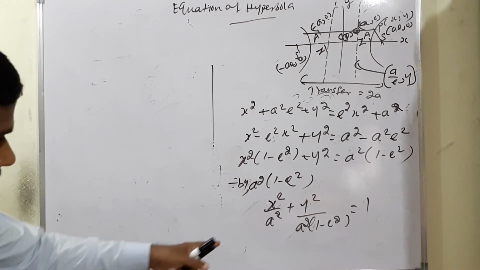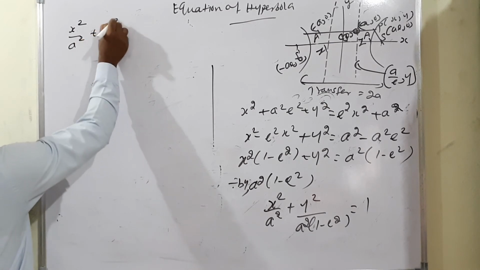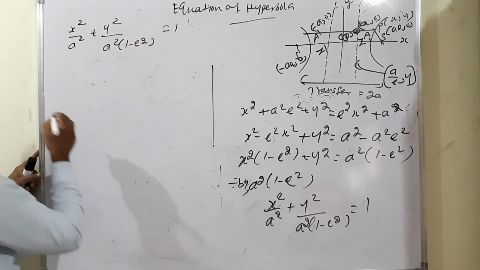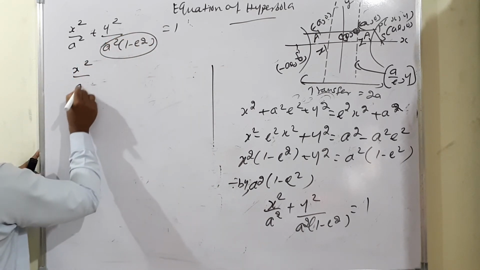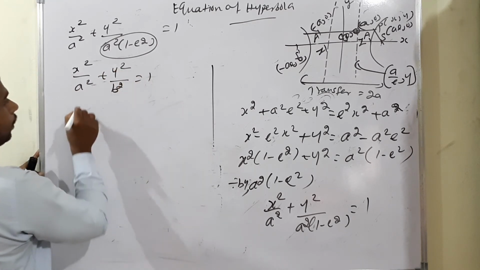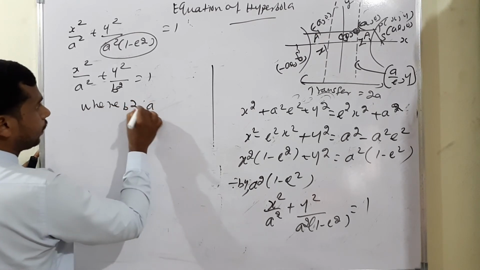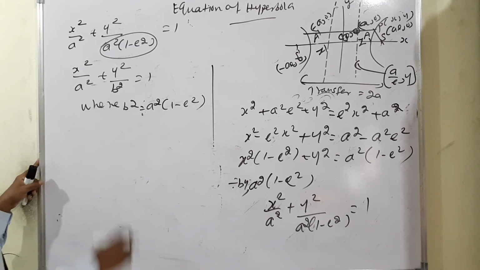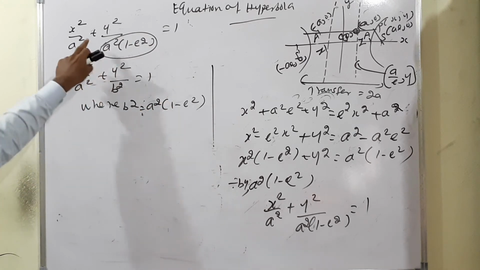After deriving the last term, what is the last term? x square by a square plus y square divided by a square into 1 minus e square is equal to 1. So this whole term is considered for b square, means x square by a square plus y square by b square is equal to 1, where b square is equal to a square into 1 minus e square. Now, already we know the main condition equation of hyperbola, minus will come.